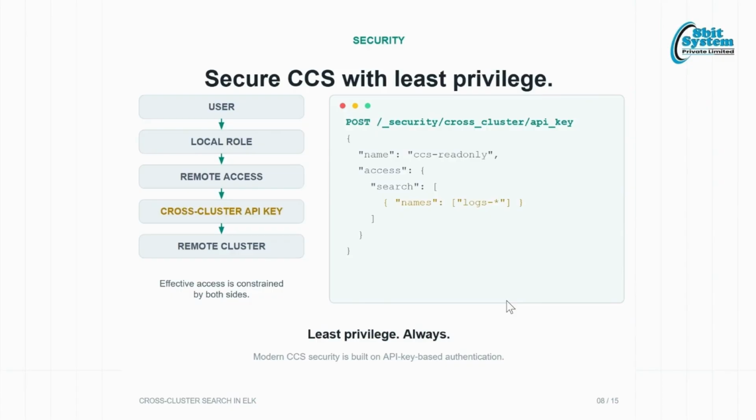Modern API key-based CCS keeps permissions narrow. The cluster's cross-cluster API key defines what remote data can be searched, while local permissions control who can use the remote connection. Think least privilege. If your investigation only needs logs-*, don't give the key access to everything.